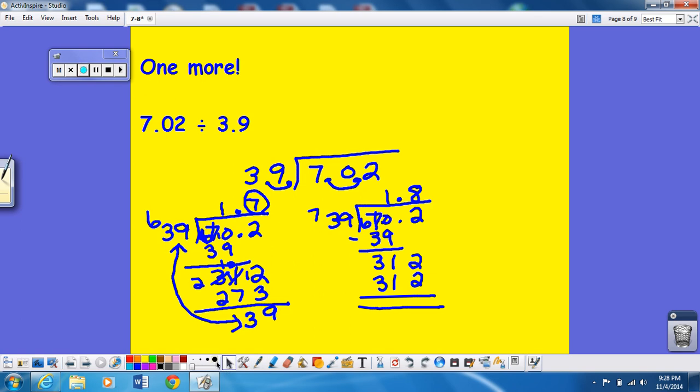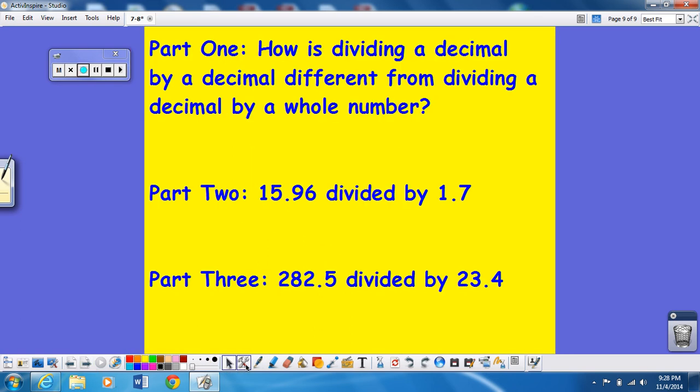All right, so on your notes page tonight, here's what I'd like you to do. Part 1, explain to me how dividing a decimal by a decimal is different from dividing a decimal by a whole number. Think about what we did. Go back and look if you need to through the lesson and listen. But explain to me how you're going to know if there's a decimal in the divisor and in the dividend, what you have to do first versus just a decimal in the dividend. Okay, when you're dividing a decimal by a whole number, there's just a decimal in the dividend.